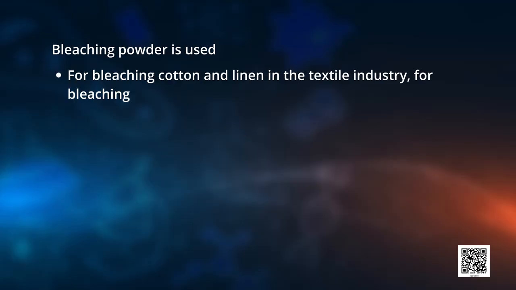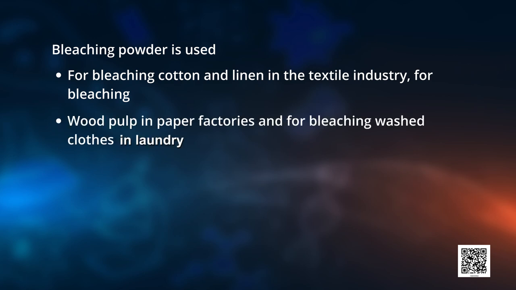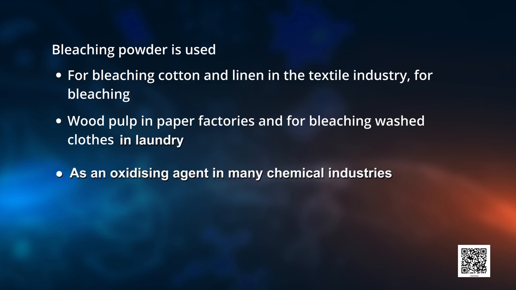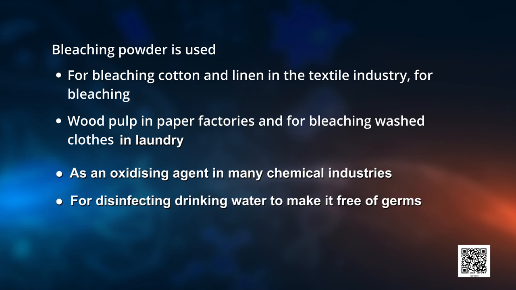The bleaching powder has got various uses besides decolorizing. It is used for bleaching of cotton and linen in the textile industry. It is used for bleaching of wood pulp in the paper factories and for bleaching of washed clothes in the laundry. It is also used as an oxidizing agent in many chemical industries and also for a disinfectant for drinking water to make it germ-free.